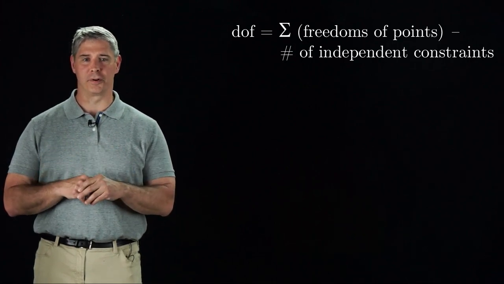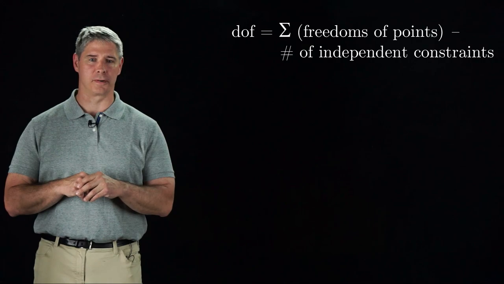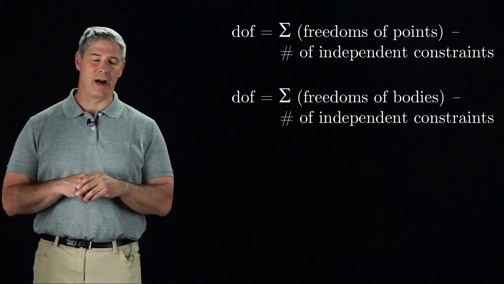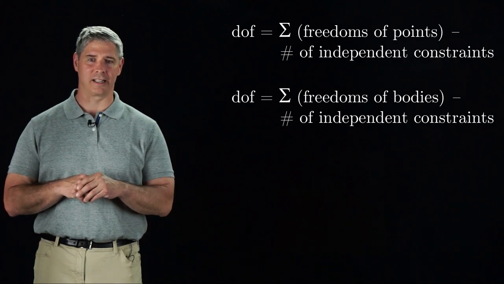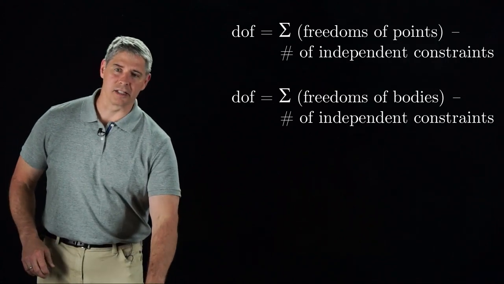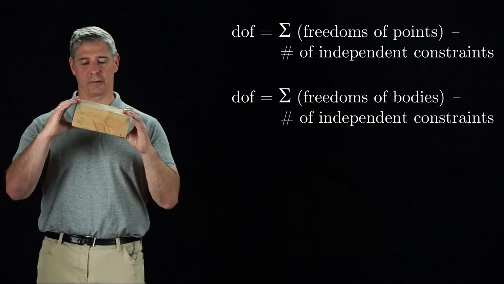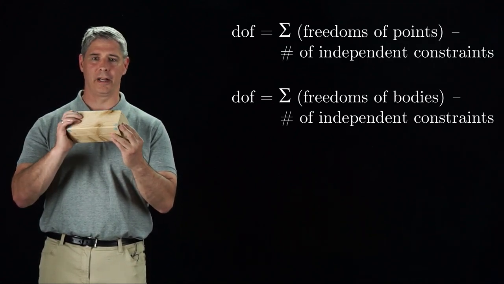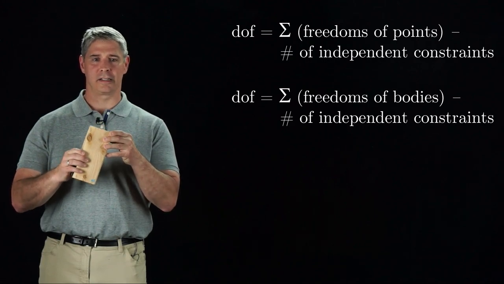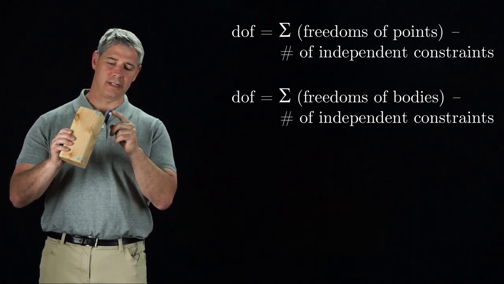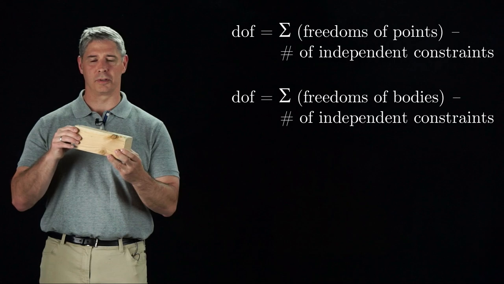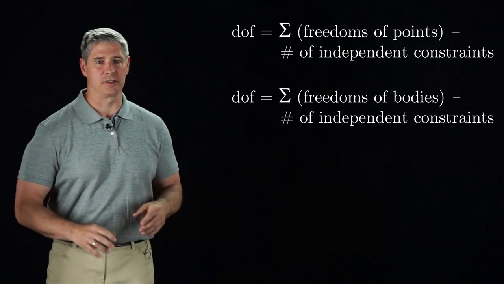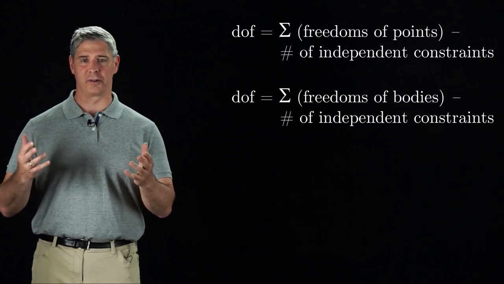Since our robots are made of rigid bodies, we can express the number of degrees of freedom more simply as the sum of the freedoms of the bodies minus the number of independent constraints acting on the bodies. As an example, we can take the 6-degree of freedom spatial body and turn it into a 3-degree of freedom planar body by adding 3 constraints that the z coordinates of points A, B, and C are all equal to 0. In the next video, we will use what we've learned to understand the number of degrees of freedom of a general mechanism.